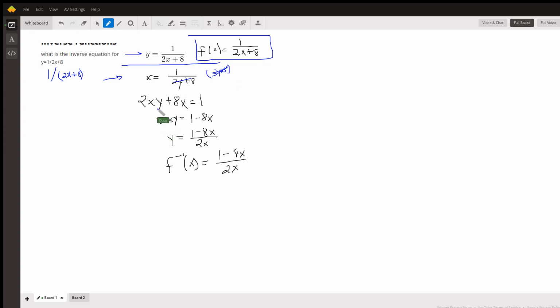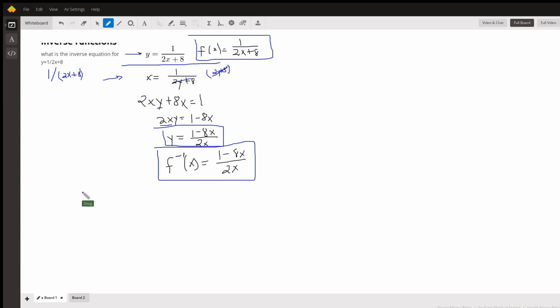Now we solve for y, so we take the 8x to the other side of the equation by subtracting. And then we divide by the coefficient of y, which is 2x. And there is the inverse function. Here it is written with function notation, where this little -1 stands for the inverse of f.